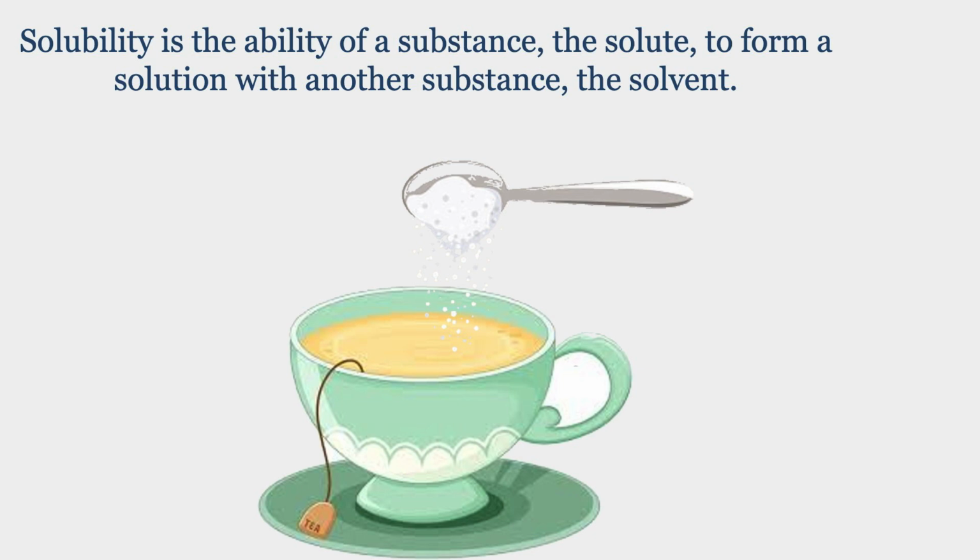However, there is a limit to how much sugar can dissolve, known as the saturation point. Once this point is reached, no more sugar can dissolve without altering the conditions. Therefore, the process of sugar dissolving in hot water to make tea illustrates the fundamental principles of solubility.